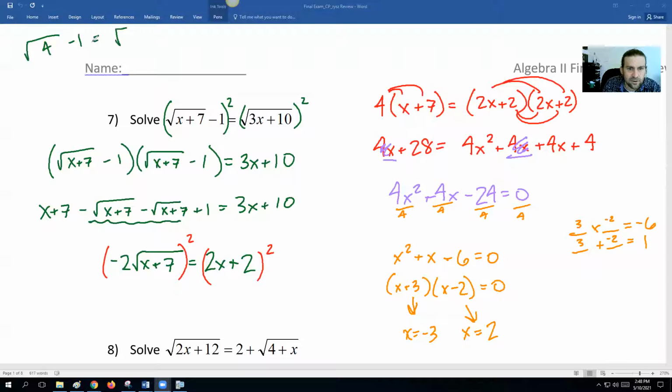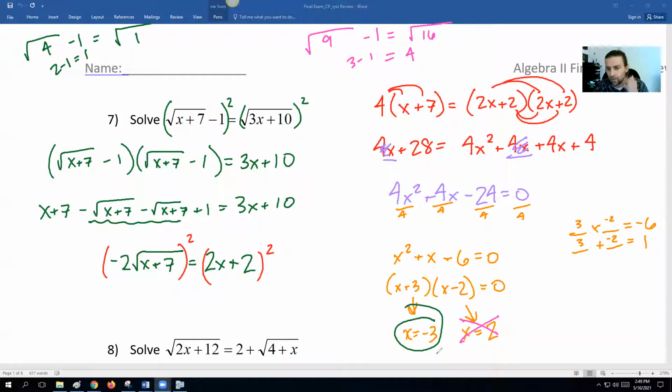Is that the same thing as the square root of, that would be negative 9, that'd be the square root of 1. So 2 minus 1, is that the same thing as 1? Yes, so negative 3 works. We should also double check, does positive 2 work? So if we plug that in, positive 2 would be 9. The square root of 9 minus 1, which is 3 minus 1, is that the same thing as, if we plug in 2, that'd be 6 plus 10, that'd be the square root of 16. Is 3 minus 1 the same thing as 4? No, it is not. So only one answer works, and that's negative 3.